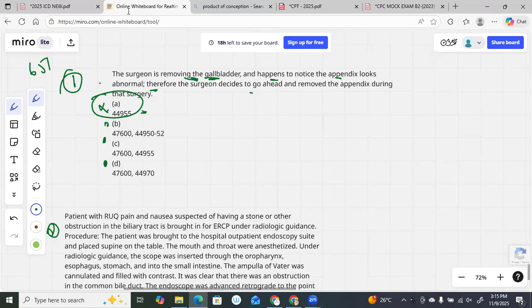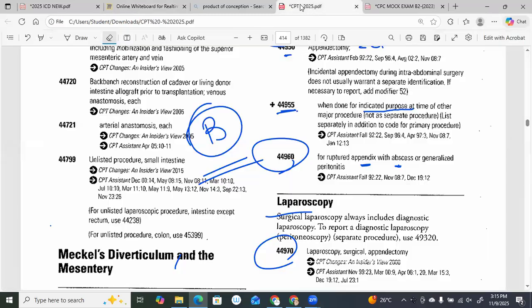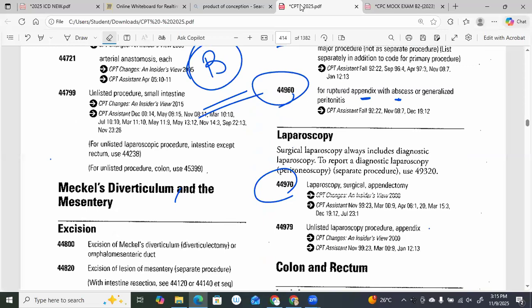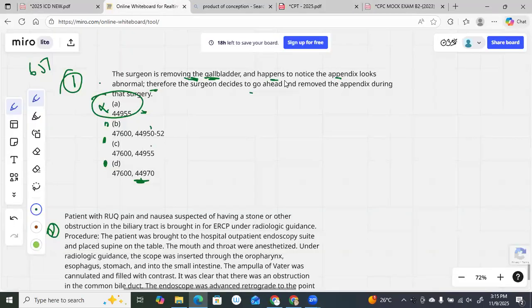The difference between A, B, C, and D. In the D option, we have the code from the laparoscopy approach. We cannot use this code because the appendix has not been removed with the laparoscopic approach. It has been excised. So this is an excision instead of the laparoscopic approach. So we have to rule out option D also. Now we are left with option B and option C.